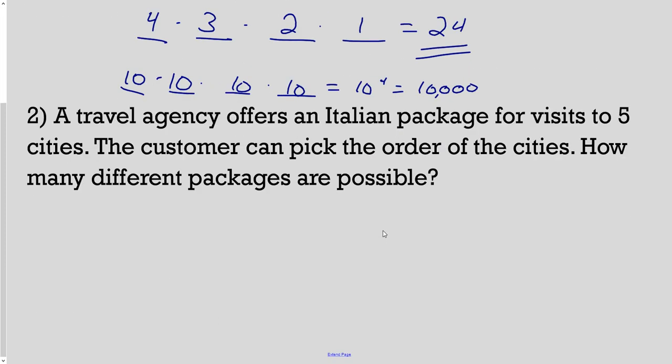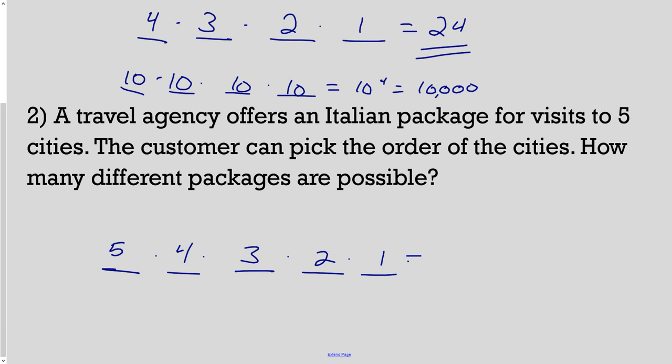Number 2, a travel agency offers an Italian package for visits to 5 cities. The customer can pick the order of the cities. How many different packages are possible? Okay, so we're going to 5 cities. 1, 2, 3, 4, 5 cities. How many choices do I have for the first one? Well, I could go to any one of the 5 cities. Then for the second one, 4 cities, 3 cities, 2 cities, 1 city.